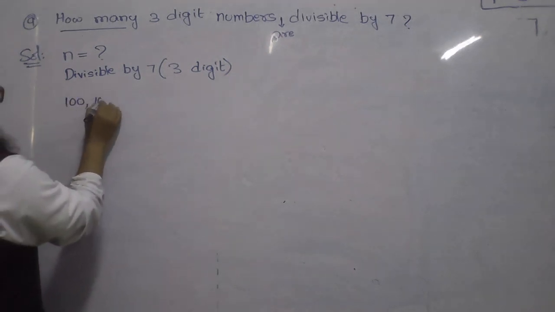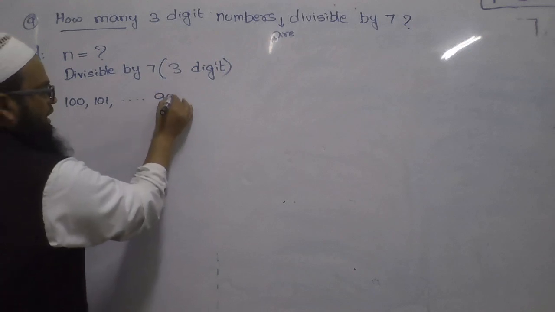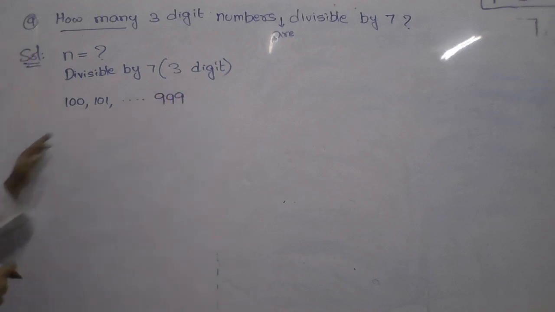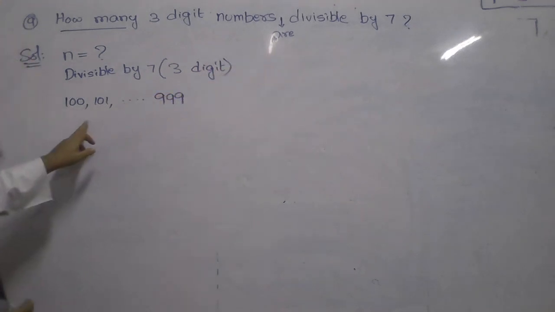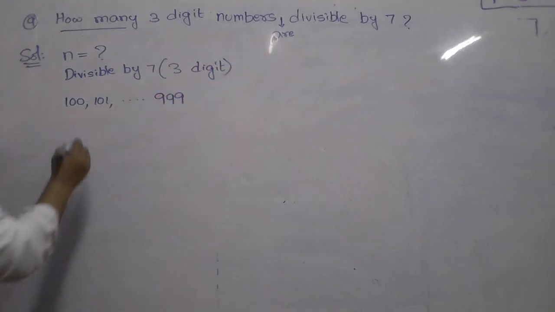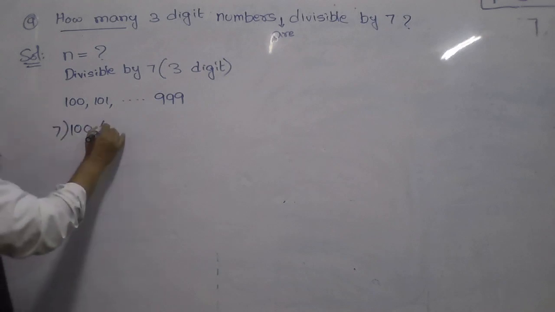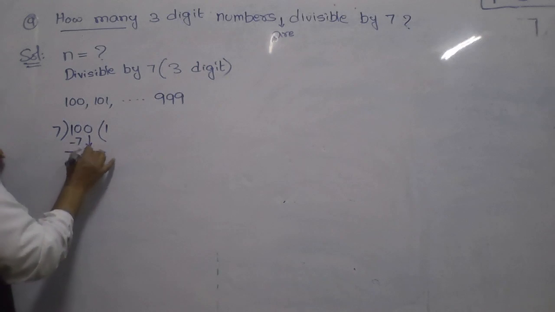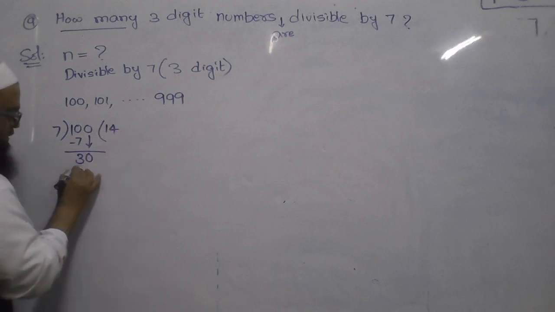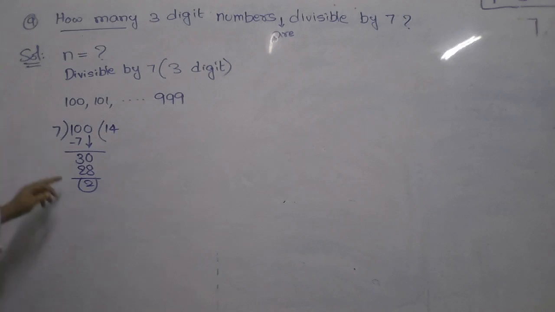100, 101, so on. What is the last 3-digit number? 999. But will it make the series? What he is asking? Is it divisible by 7? Let us check. 100. You divide with 7. 7 ones are 7. So subtract 3. Bring down 0. In 37 fours are 28. So 2 is the remainder.